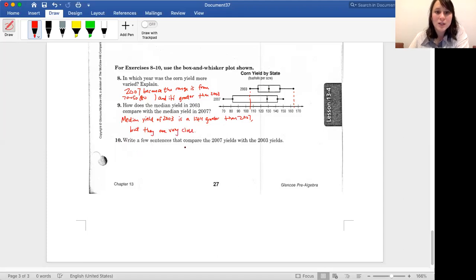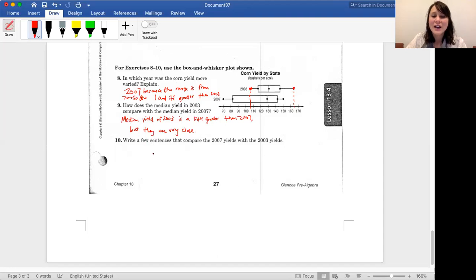And then it says, write a few sentences that compare the 2007 yields with the 2003 yields. I would say in 2007, the range of yield is greater. However, overall, in 2003, most states yielded more corn than in 2007. So you could say in 2003 maybe there is a greater amount of yield, and you can kind of say that it has a greater low range, a greater lowest value, and a higher highest value.